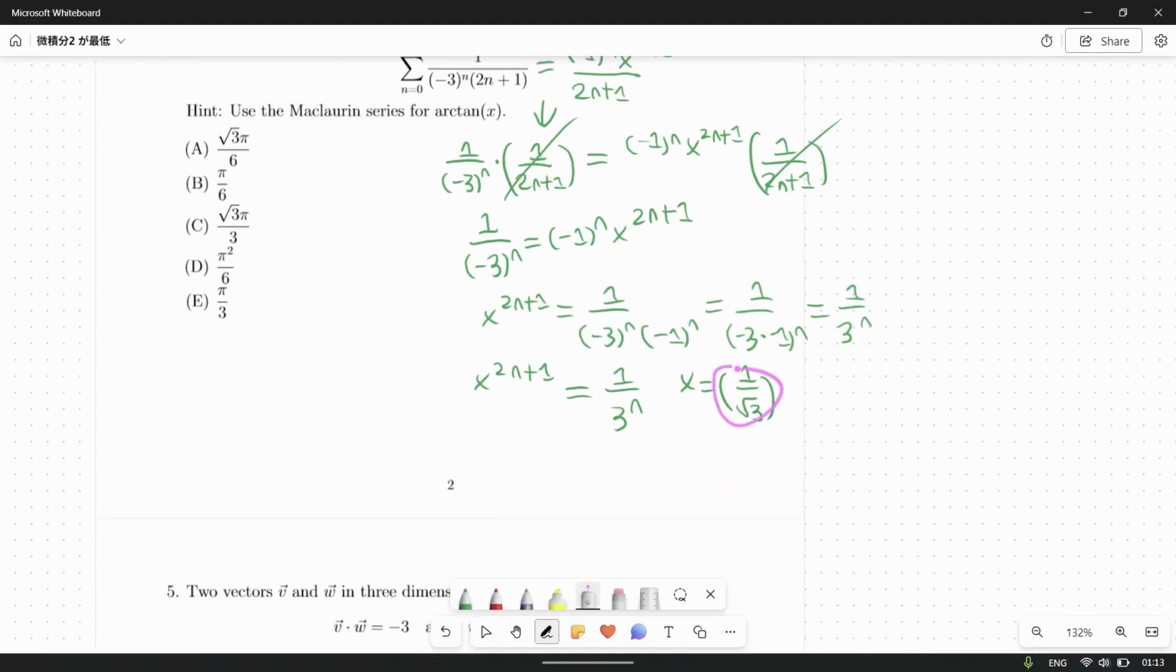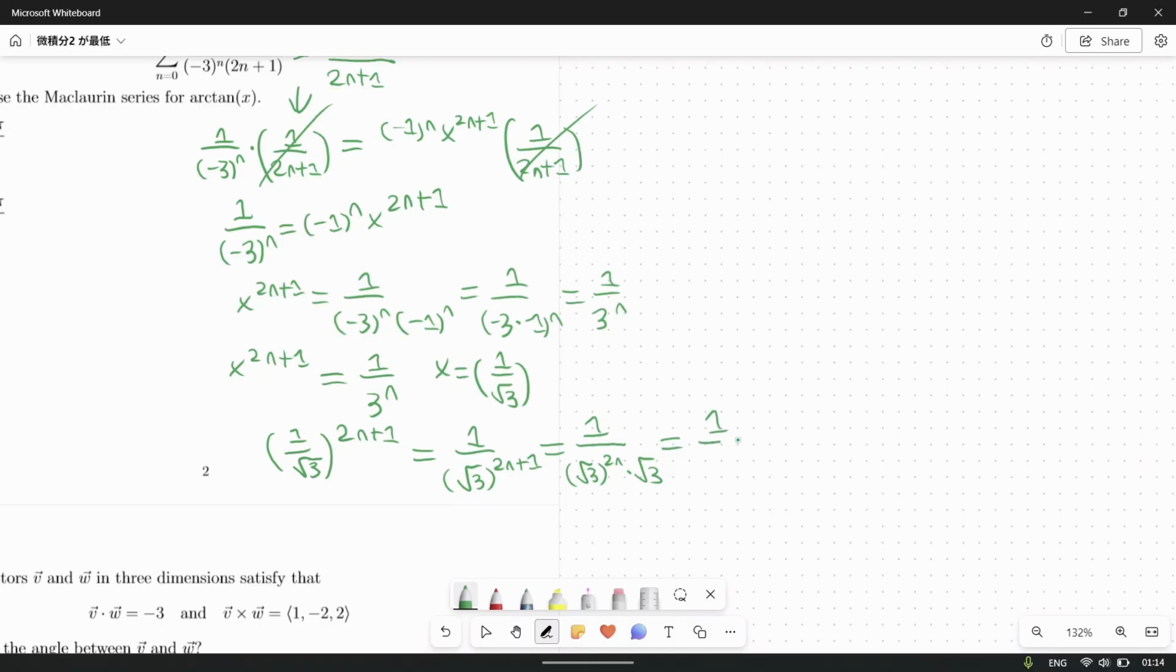When you plug this back into this expression, you end up with 1 over the square root of 3, to the 2n plus 1 power, and that's just going to equal 1 over the square root of 3 to the 2n plus 1. Since this is just a 1, it's just going to simplify to 1, and this can be expanded to the square root of 3 to the 2n power times the square root of 3, which can then be simplified to 1 over 3n root 3.